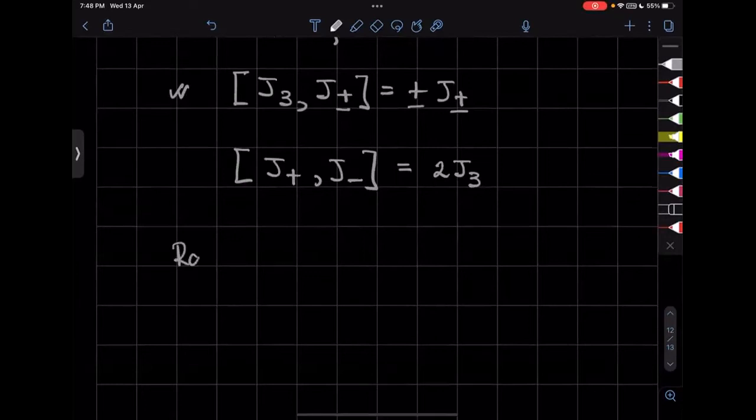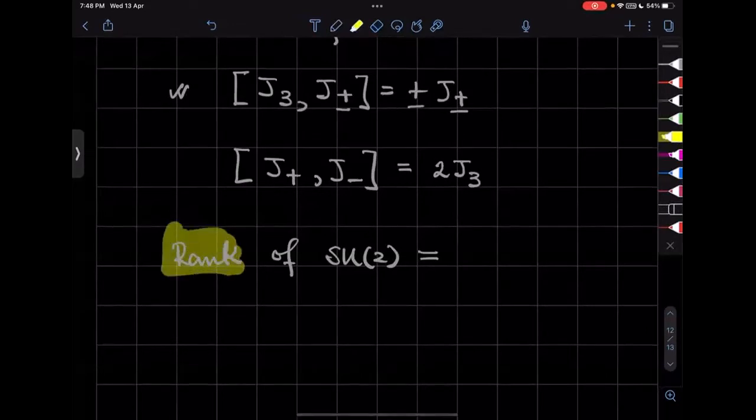Now, can someone remind me what the rank of SU2 is? Do you remember what the rank is? You guys haven't prepared for the quiz, I see. Isn't it the same as the dimension of the algebra or something? No, it's the dimension of a subalgebra. What kind of subalgebra is that? Is it 1? Yes, it is 1. Why is it 1? Because it makes one pair.